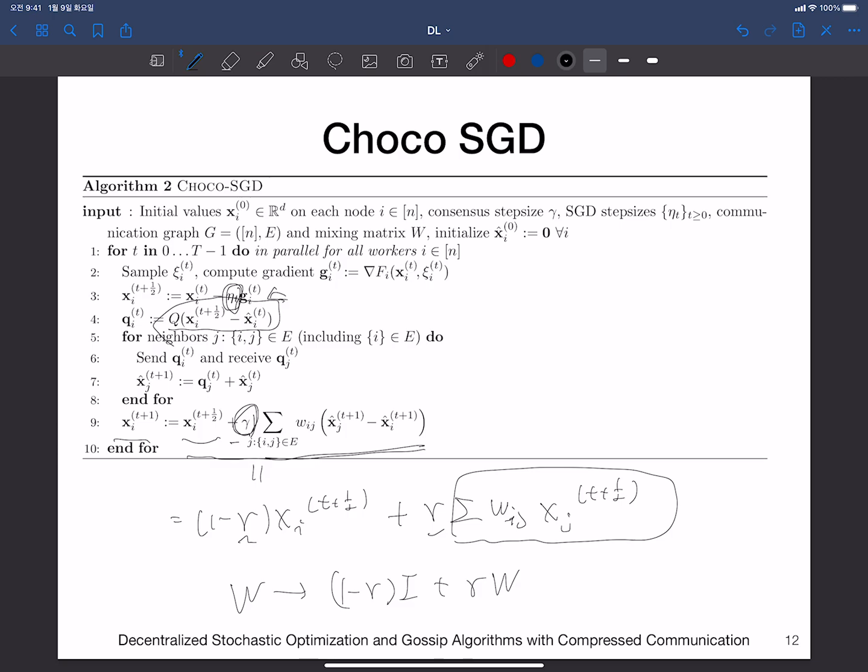And using gamma you can make a more robust algorithm with respect to the quantization error. Anyway, so we have these two step sizes. One is the gamma step size for the decentralized algorithm, and eta t is for the stochastic gradient descent algorithm.